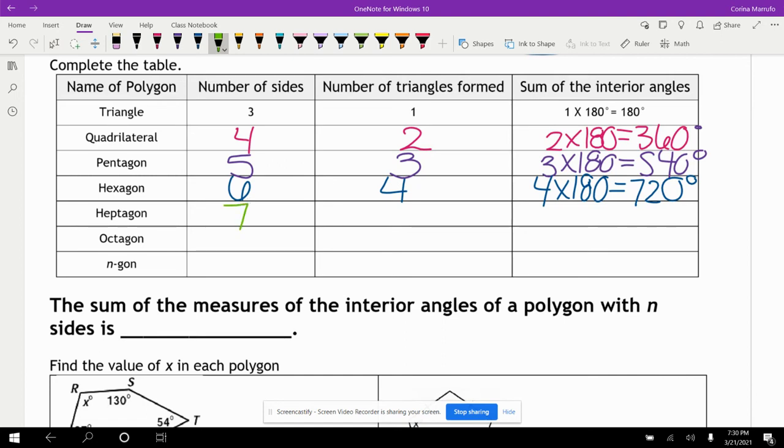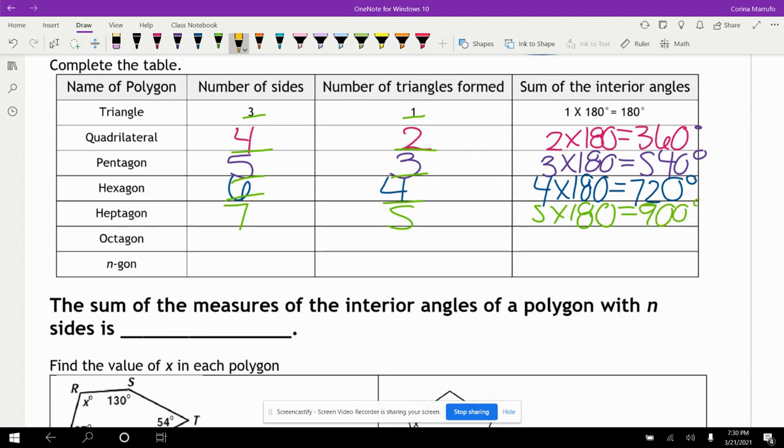Now if we notice this pattern here, if we have 3 sides, we can only make 1 triangle. If we have 4 sides, we can only make 2 triangles. If we have 5 sides, 3 triangles. If we have 6 sides, 4 triangles. So if we have 7 sides, we can only make 5 triangles. So then we do 5 times 180. Oh, I didn't even do it in my calculator. 5 times 180 gives me 900.